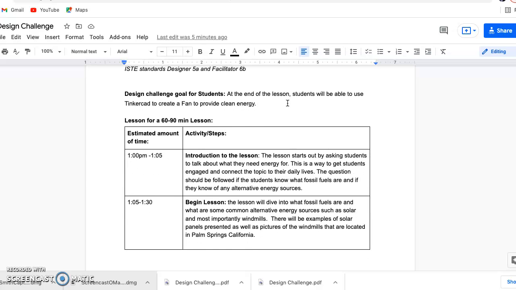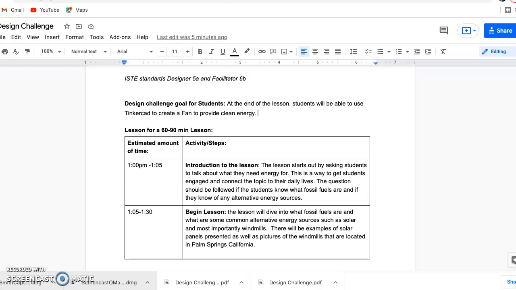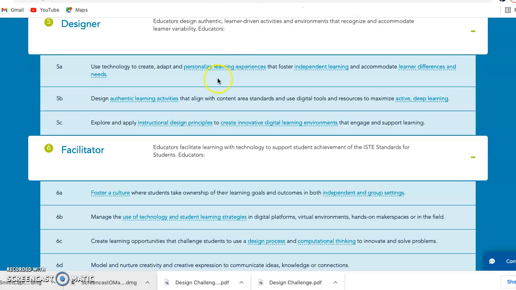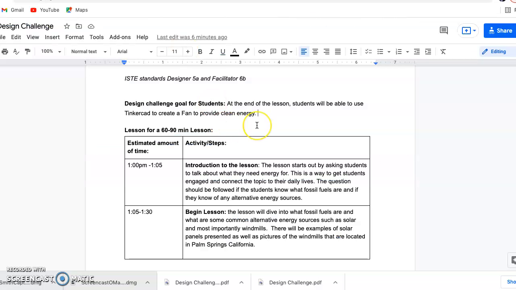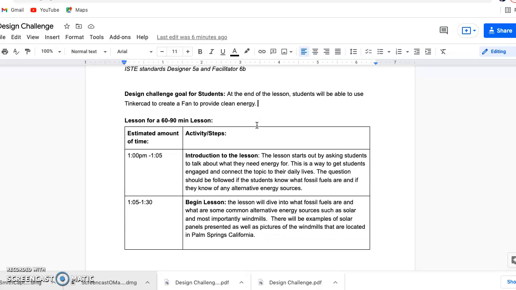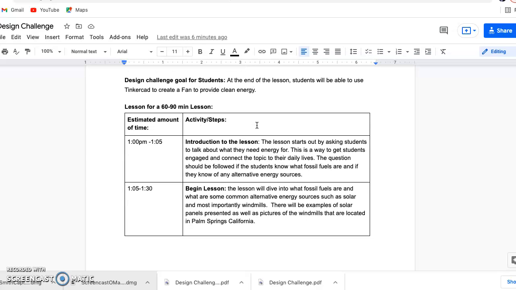And for ISTE standards, it is going to work for Designer 5A, which is use technology to create, adapt, and personalize learning experiences that foster independent learning and accommodate learner differences and needs. And Facilitator 6B, which is manage the use of technology in student learning strategies and digital platforms, virtual environments, hands-on maker spaces, or in the field. Tinkercad is to thank for all of that and is a great tool to allow those students to use their minds and come up with a physical example of what they're thinking of.